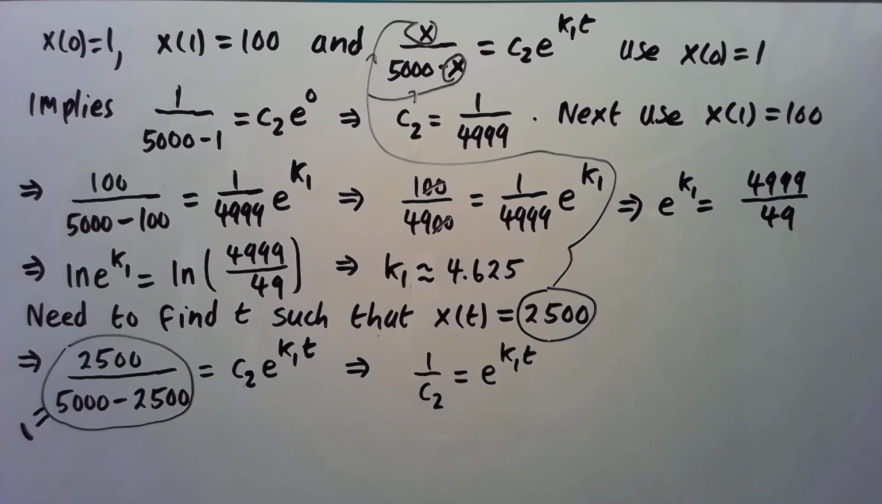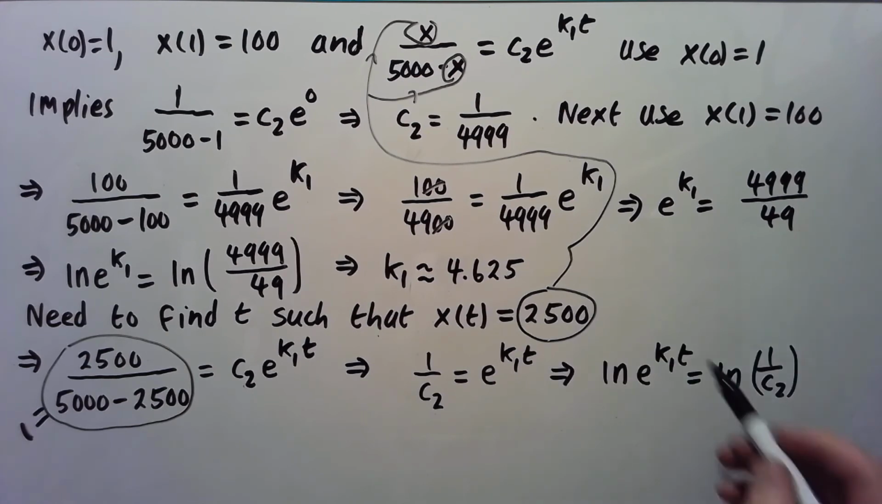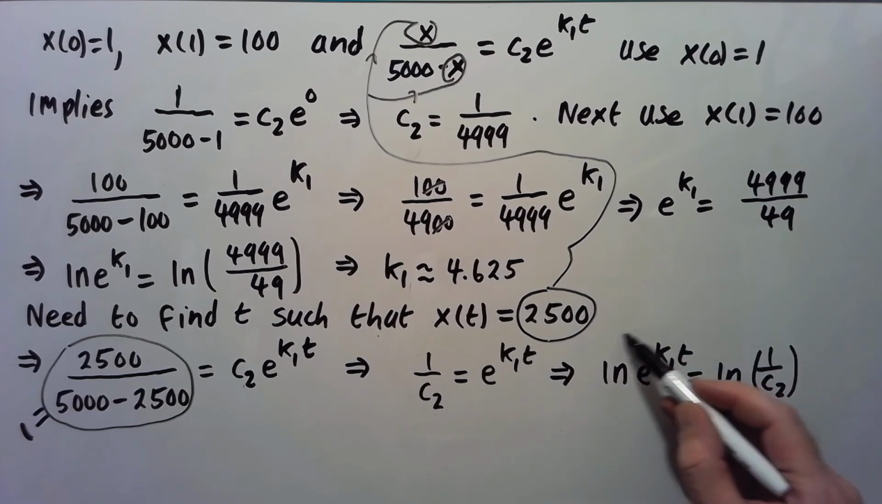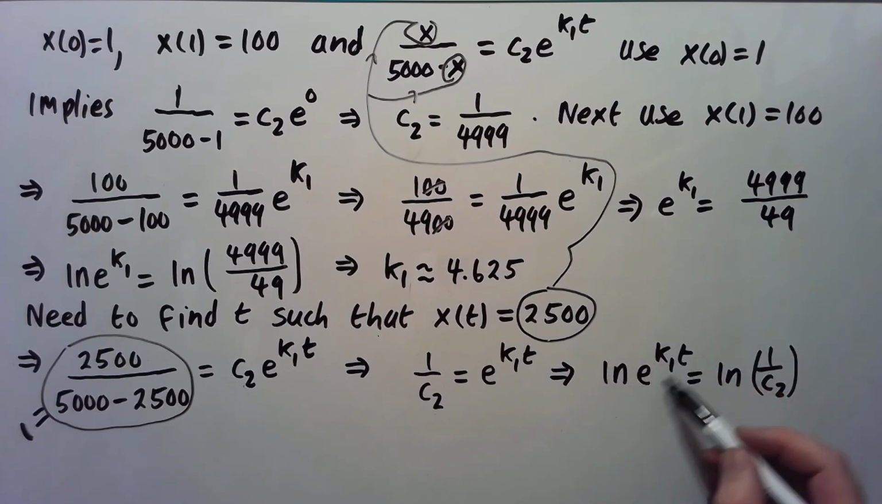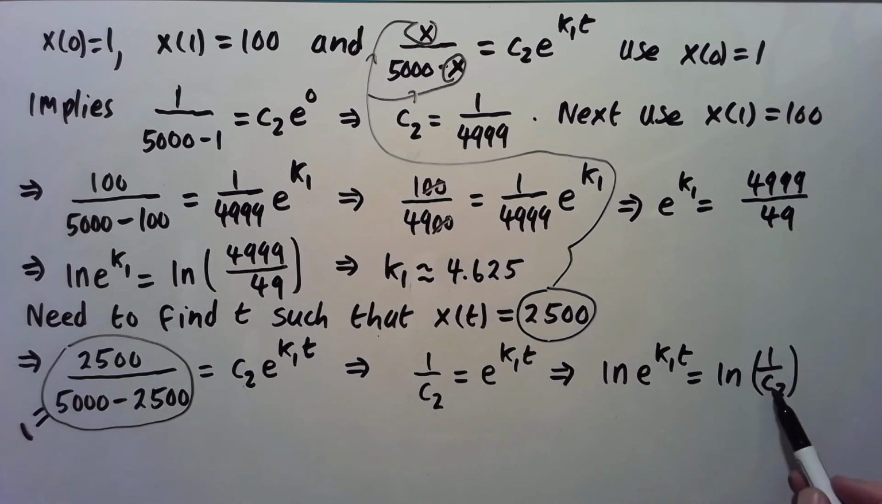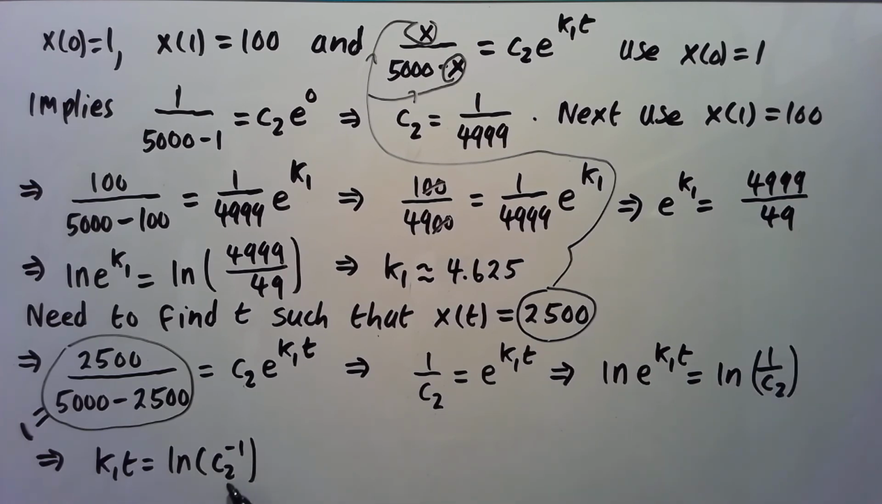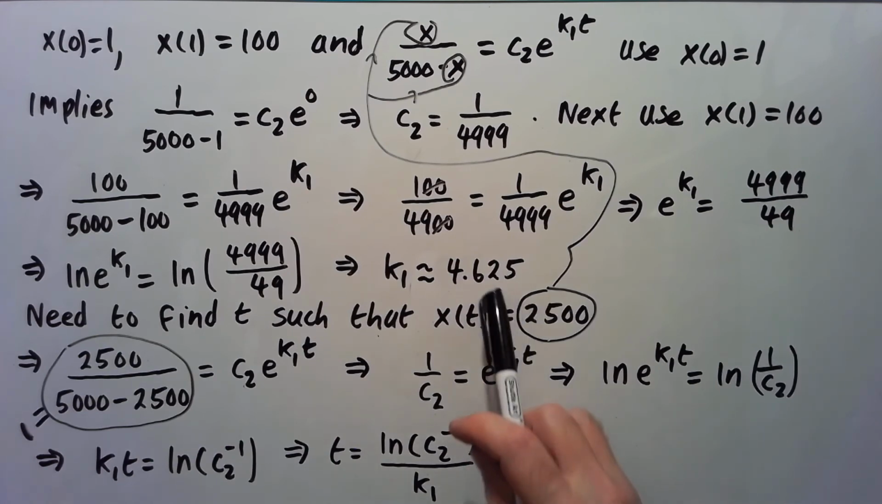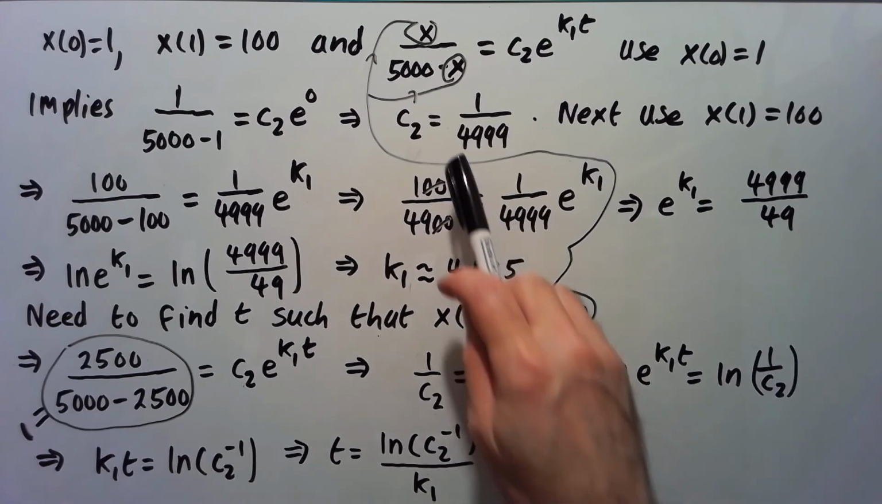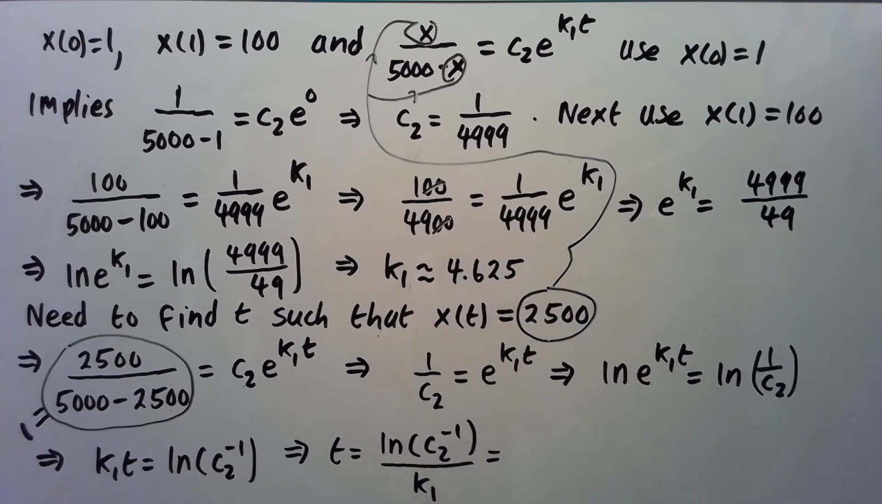So doing that, we get this then, and the K1t guy can come in front, and ln of e is 1, so it's going to be K1t here, and this would be ln of 1 over C2, so let me write it over here. So we have this then, I'm writing the 1 over C2 as C2 to the minus 1. Then we can divide both sides by K1 to solve for t, so doing that we get this then. Now we can plug in our values. So our K1 we're using as this, and our C2 is this. So plugging those guys in here, we get then.